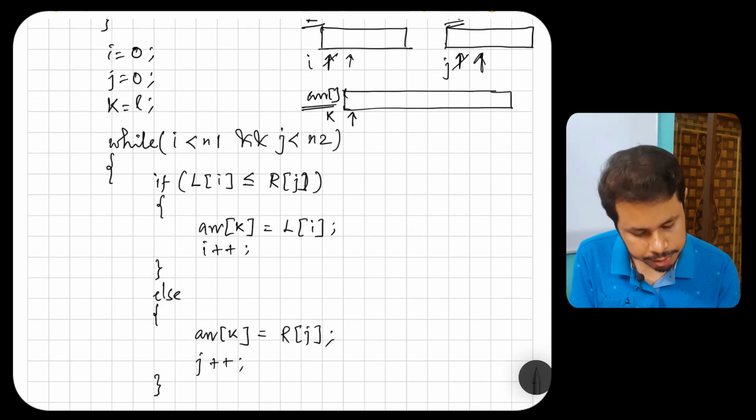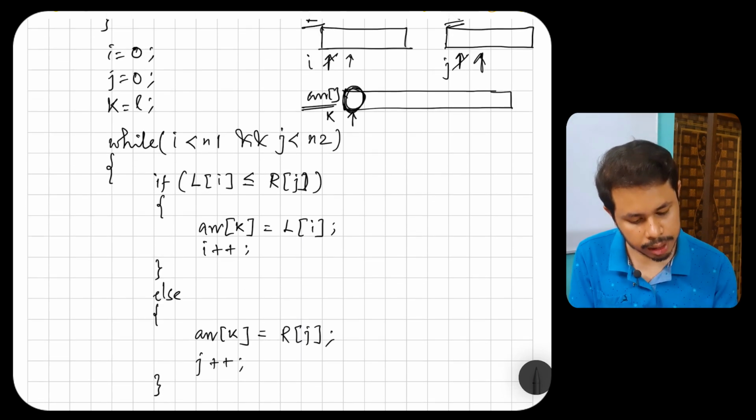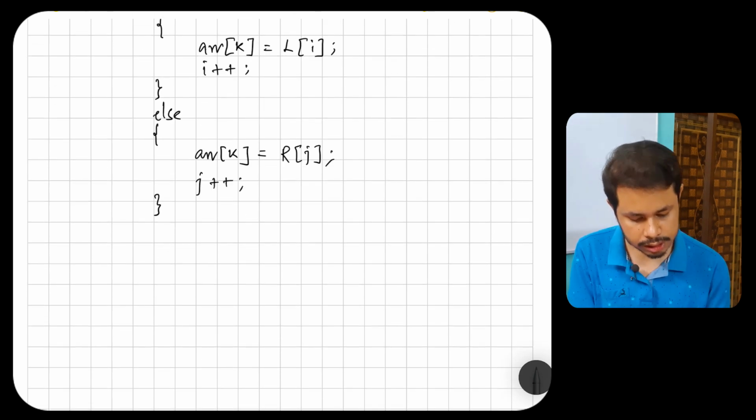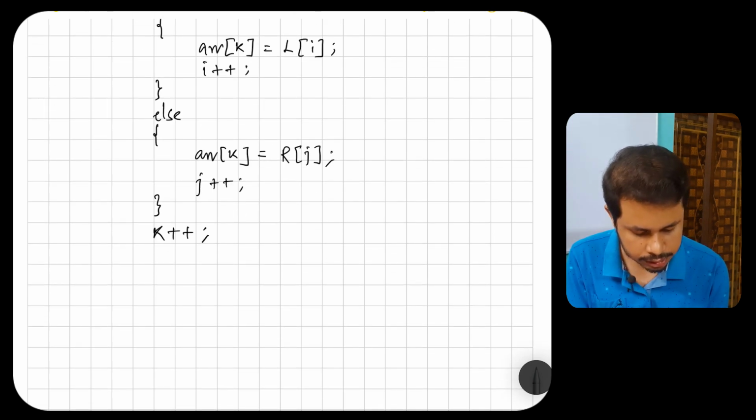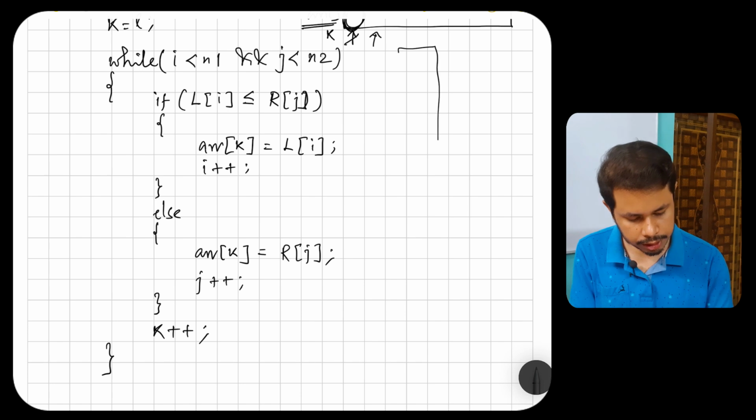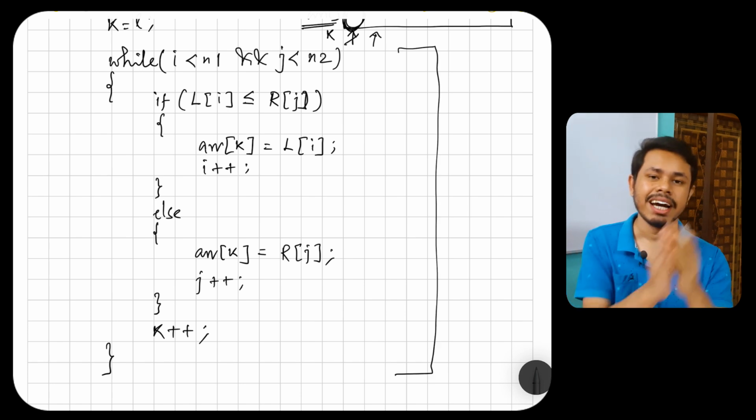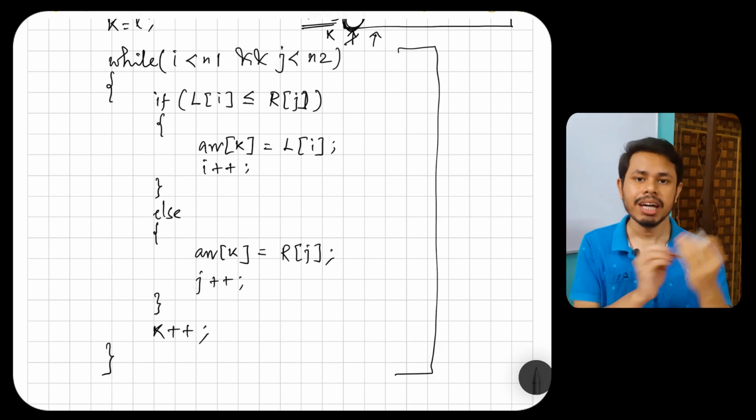Now we have filled out this position, right? So we have to increment our k pointer. That's why we write k plus plus. So this is our while loop. From here to here, it would just compare and merge, compare and merge, compare and merge, right?